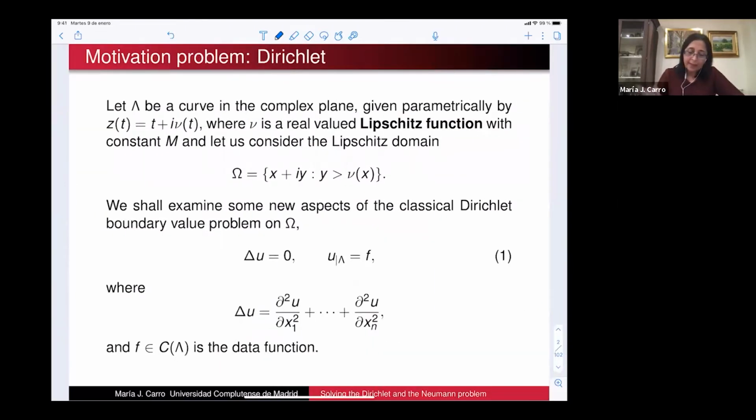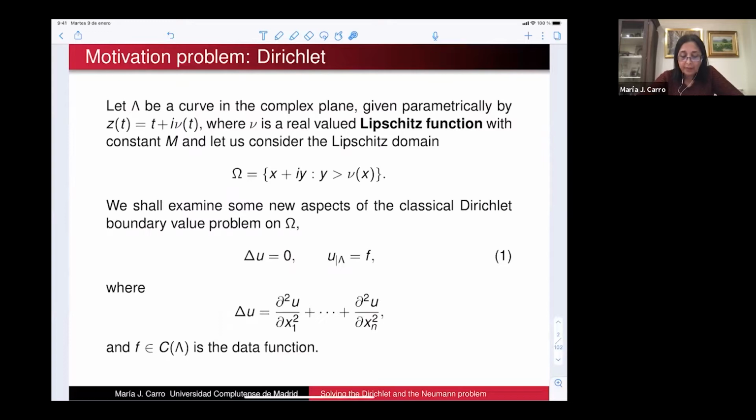So let us start by putting things in context. Everything that I'm going to talk about is in 2 dimensions. So we are going to work in the complex plane, and in a Lipschitz domain, which is defined as it is here. This means that we are going to take x plus iy, where the variable y is bigger than nu of x, and nu is the Lipschitz function.